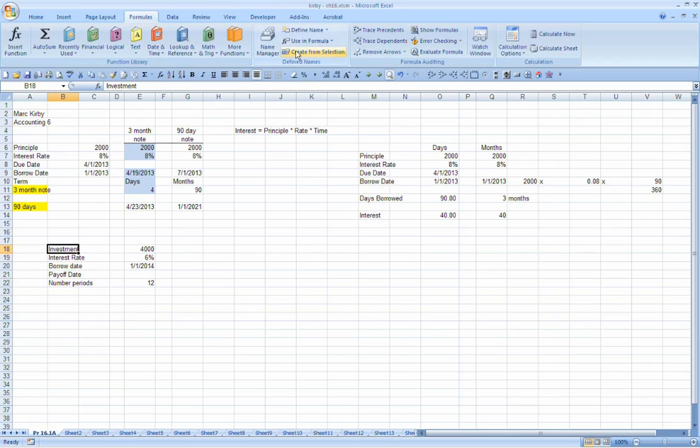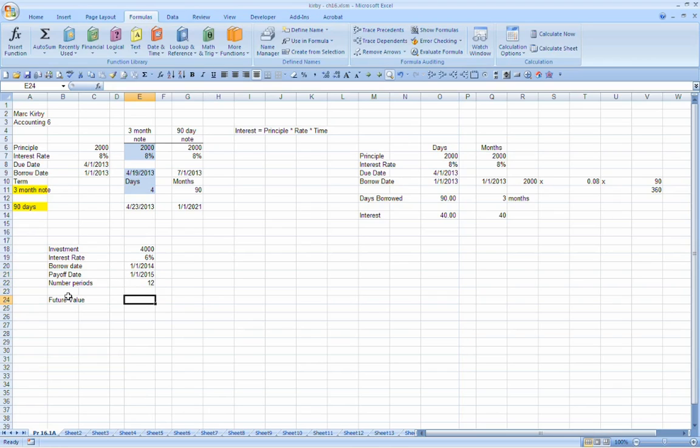Investment. We're going to put $4,000 in a bank account that earns a 6% interest rate. Everyone should be laughing hysterically right now. We're going to put it in on 1/1/2014 for 12 months. What's the future value of that when it pays off at 1/1/2015? Okay?